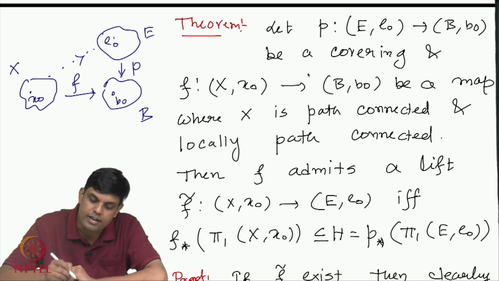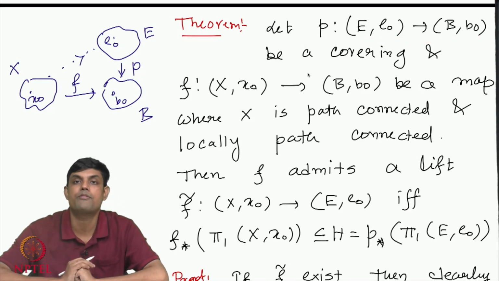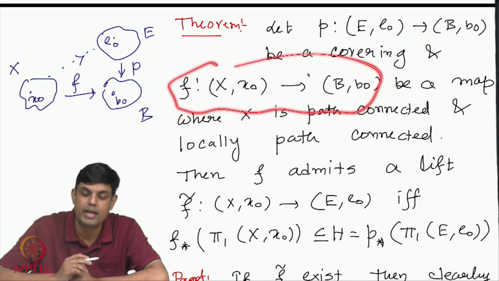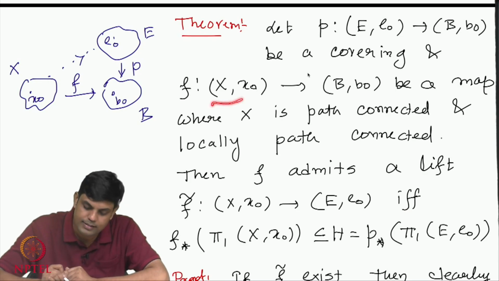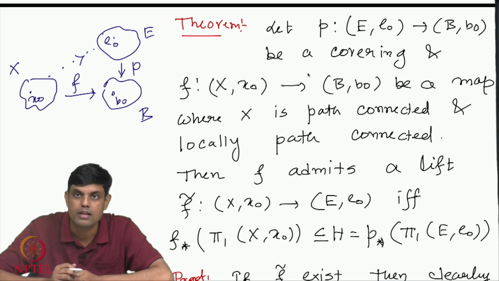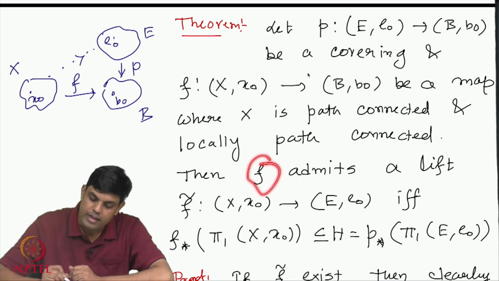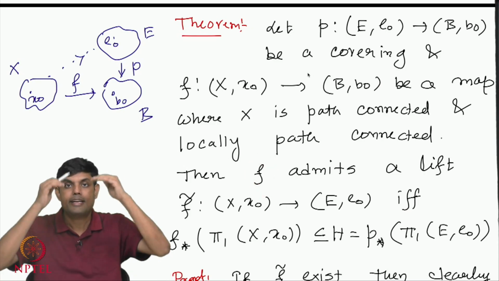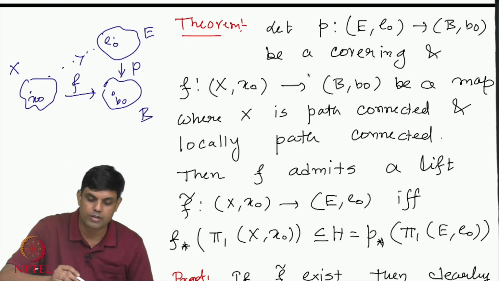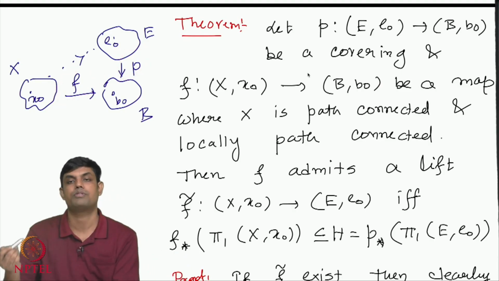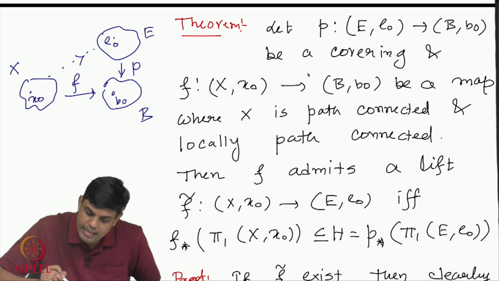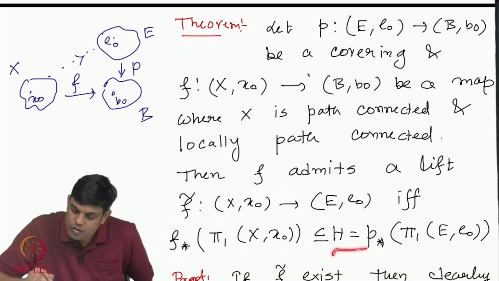Again, it says that if I have a covering map P from (E, E0) to (B, B0), then given any map F from X to B, where X is path connected and locally path connected, and we will see why we need this criteria, then this F admits a lift if and only if, in terms of the algebra, if I look at the algebraic side of this picture, namely P star, F star and the corresponding fundamental group, then all I have to make sure is that F star of this fundamental group goes inside here.